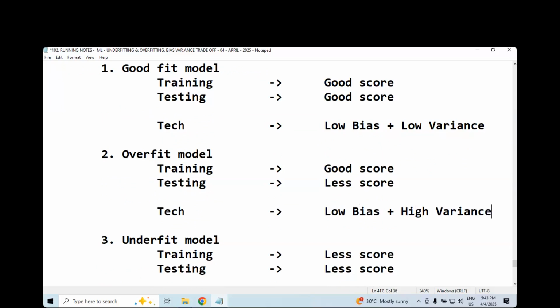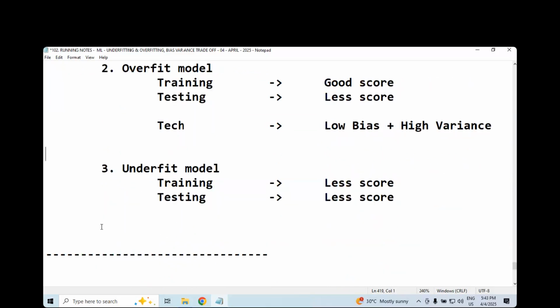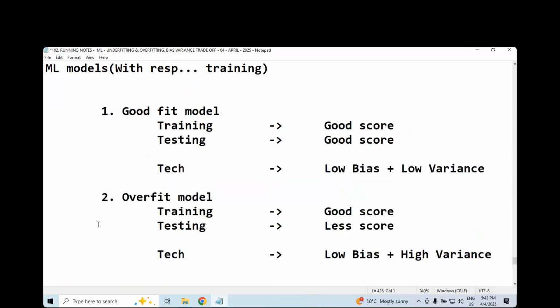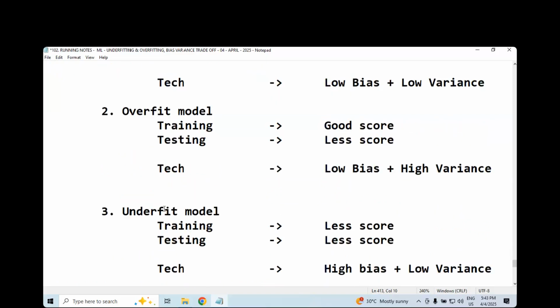Practically, we'll see today. Then what do you mean by underfitting? One more time, high bias. How can you say a model is a good model? Check the bias and variance. I'm repeating again: how can you say a model is a good model, an overfit model, or an underfit model? Check the bias and variance. Today I will show you practically. This is the proof.